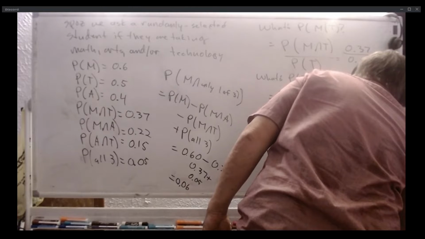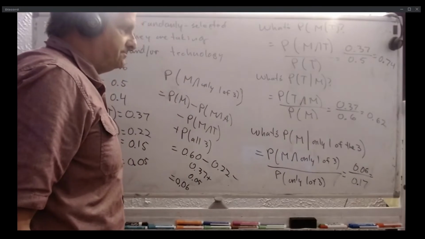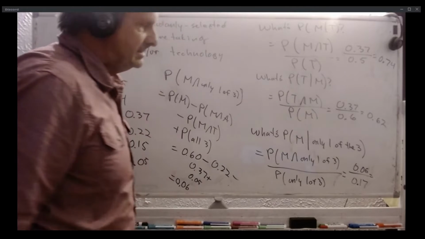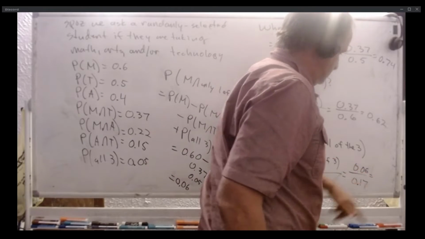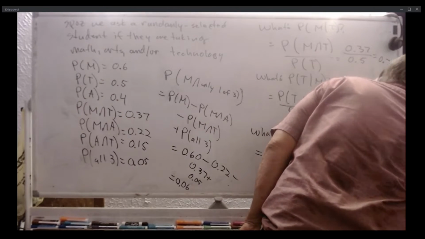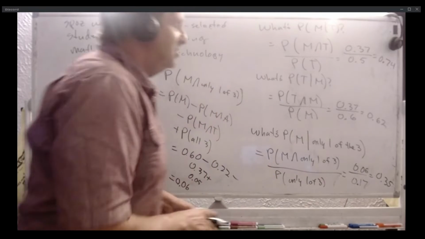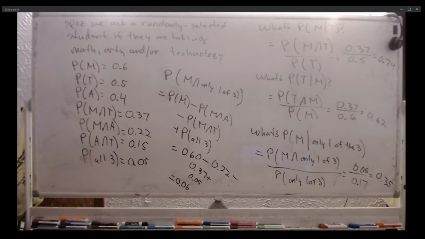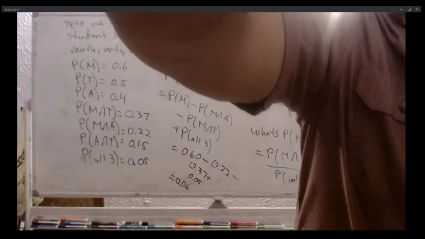And what do you get? It's going to be a little higher than 0.33, I believe. 0.35. Very good. So we can apply conditional probability to quite a few settings. Quite a few situations, and I have one right here.